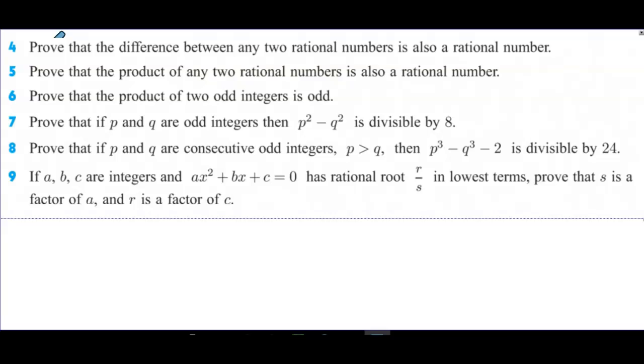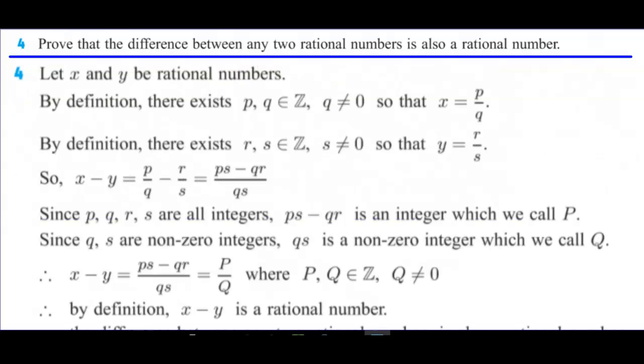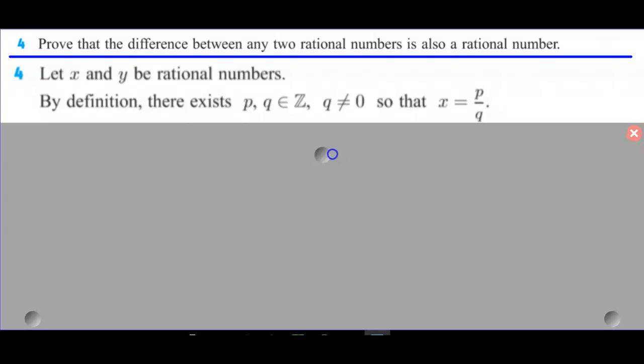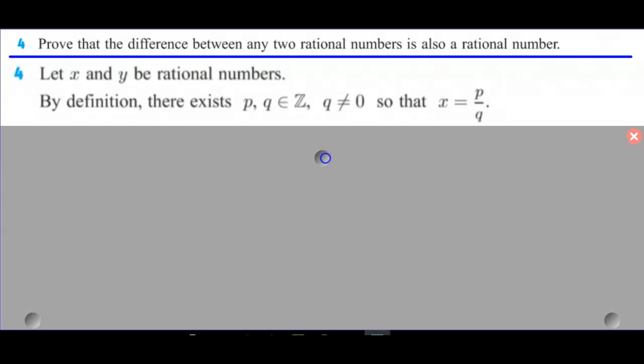So prove that the difference between any two rational numbers is also a rational number. Well, if you don't know what a rational number is, don't start this problem. Go to the next problem. But I think we just talked about it, so you have a shot. Let's look at it. So first of all, you got to kind of define some things.